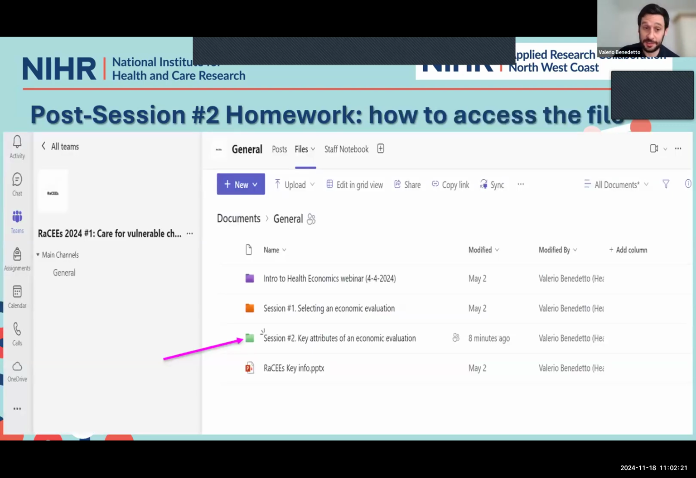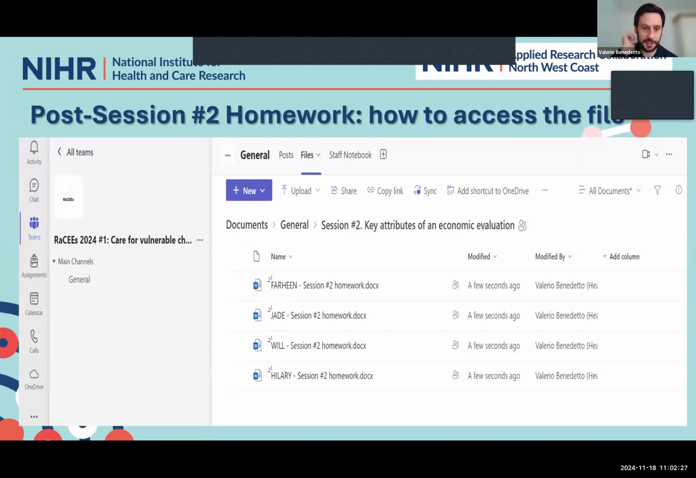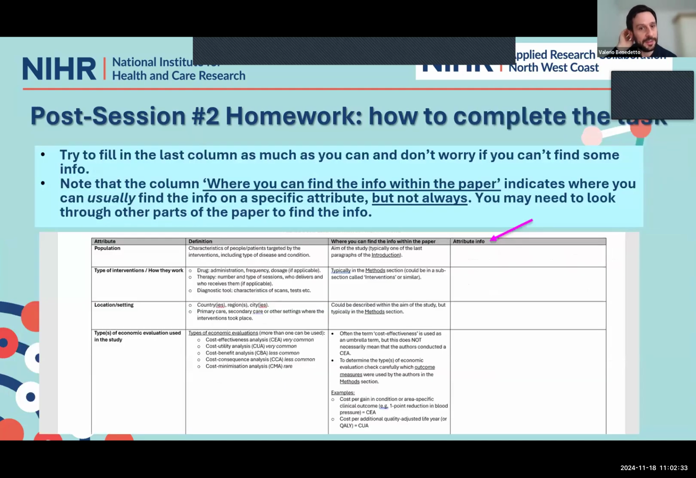So you can find the table under session 2 on your TeamSpace. You open the folder for session 2, and then you will see a document with your name. You can open that document, and then next slide, please. You will see the table there. So this is the table we are going to ask you to fill in.